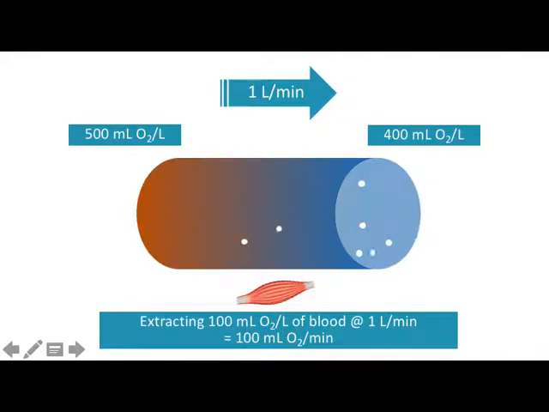All we've done in describing this verbally is apply these nice, easy, round numbers to the direct Fick equation. We've taken 1 liter per minute, that's our flow. The arterial O2 was 500 mils of O2 per liter. The venous O2 was 400 mils of O2 per liter. The difference then is 100. 100 times 1 liter per minute gave us VO2 of this muscle.